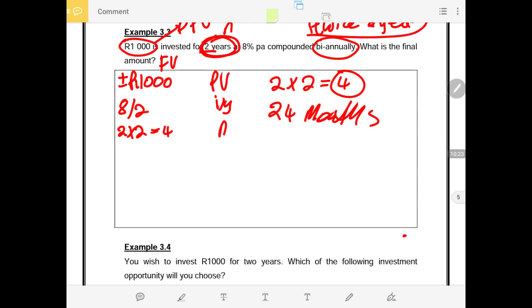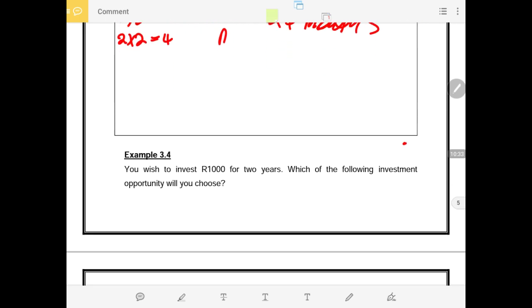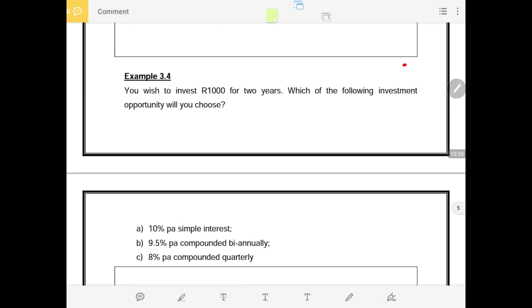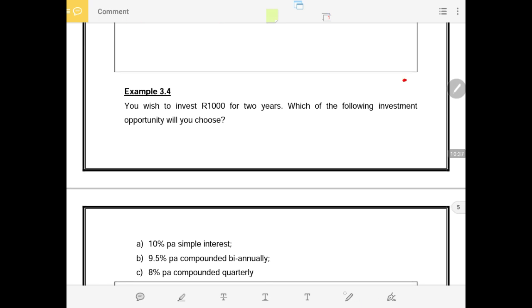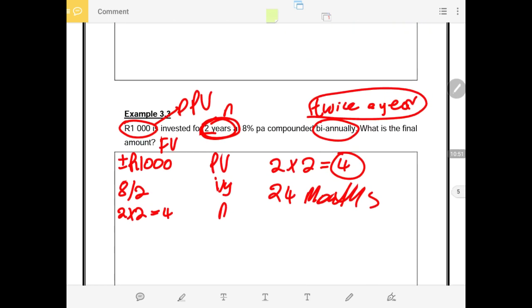Then we go to the next one, which is 3.4, in the next recording. What I like about it is the fact that we are comparing different interest earnings, where we have 10%, 9.5%, and 8%. I will be comparing the returns on these investments, and we take a decision in terms of which investment will give us the better return.